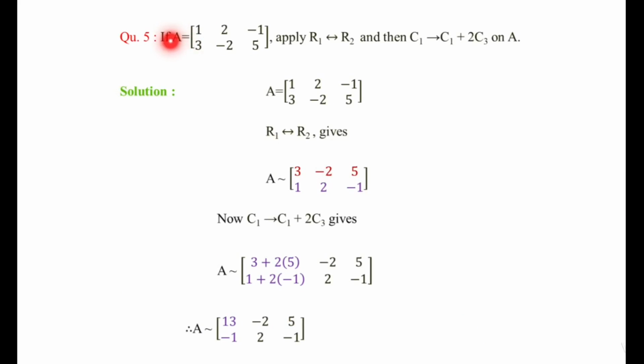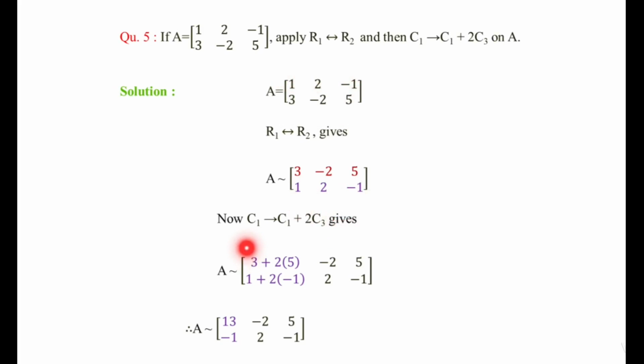Now see question number 5. If A equals the first row 1, 2, -1 and the second row 3, -2, 5, apply R1 interchange to R2 and then C1 changes to C1 plus 2 times C3 on A. That means first you have to interchange these two rows. So we interchange: 3, -2, 5, which is in the second row, we write in the first row, and the first row 1, 2, -1 we write in the second row.